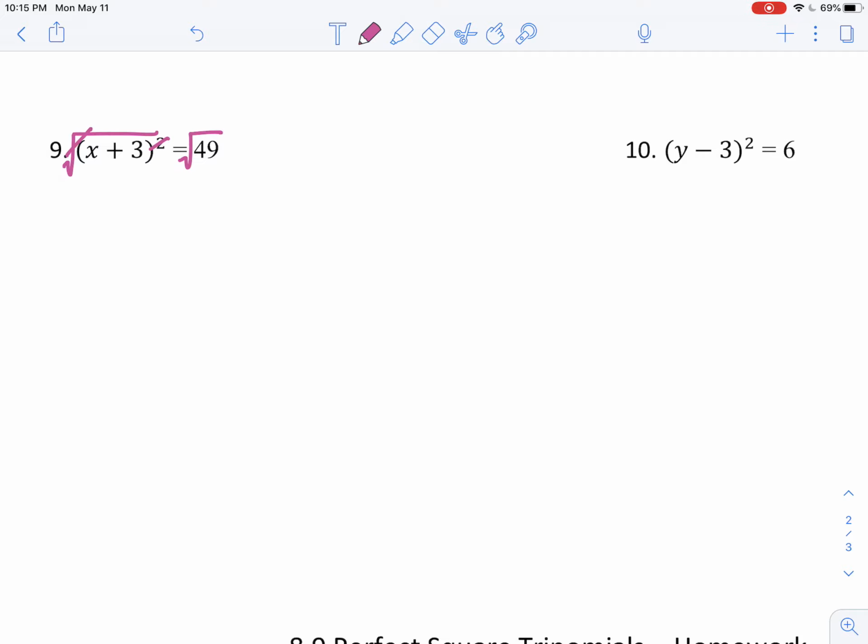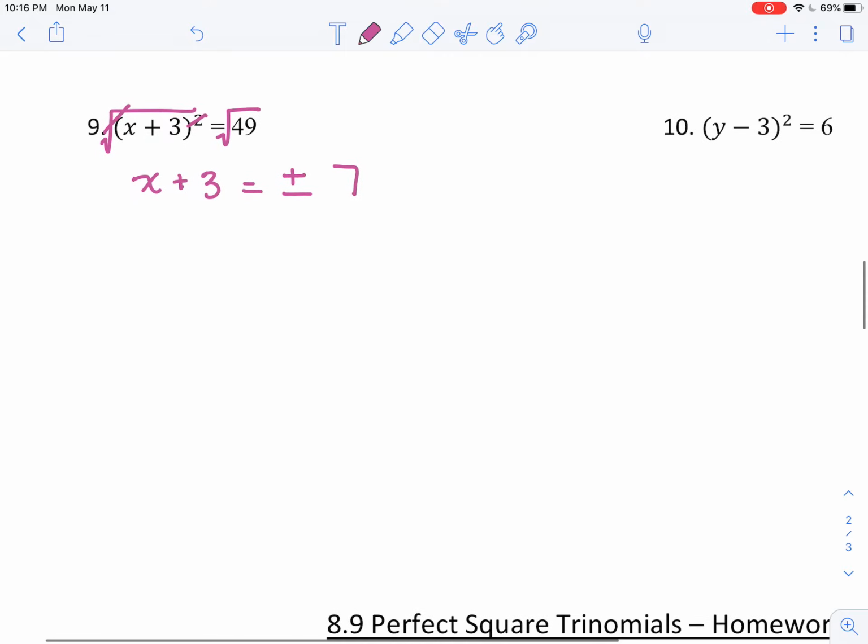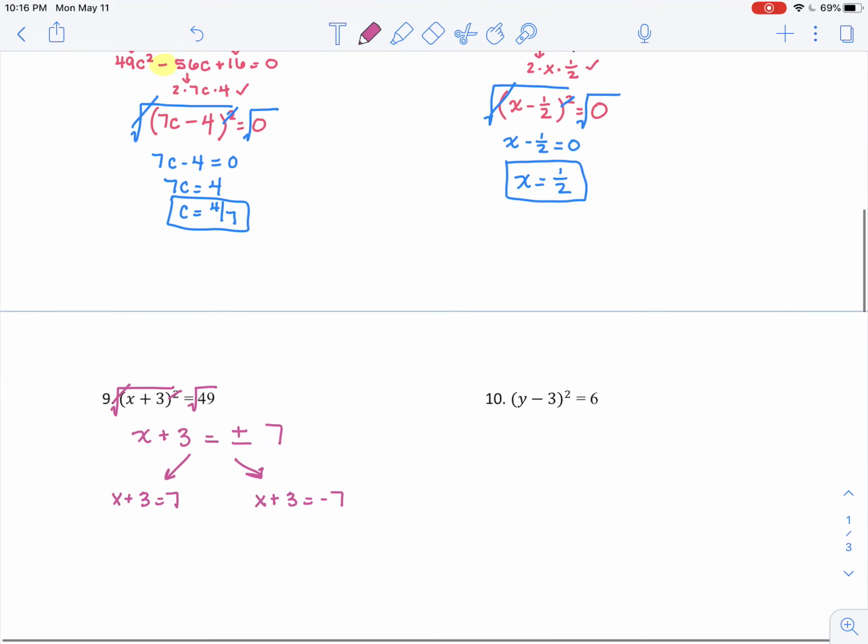On the left side, when I take the square root of x plus 3 squared, I just get x plus 3. But on the right side of the equation, when I take the square root of 49, remember every number has two square roots, both the positive and the negative version. So the square root of 49 is plus or minus 7. That means we end up needing to create two different equations. One equation that says x plus 3 equals positive 7, and the other equation, x plus 3 equals negative 7.